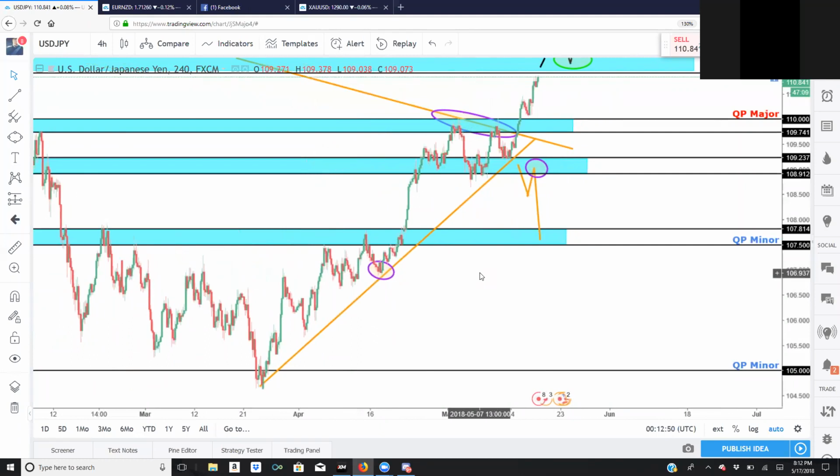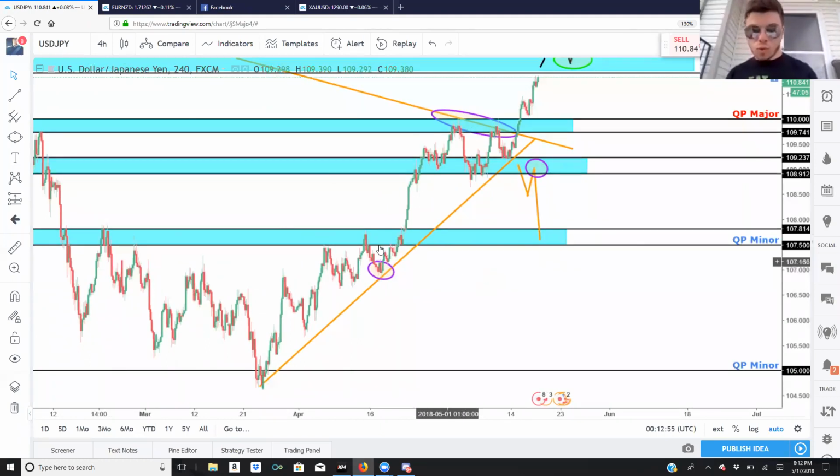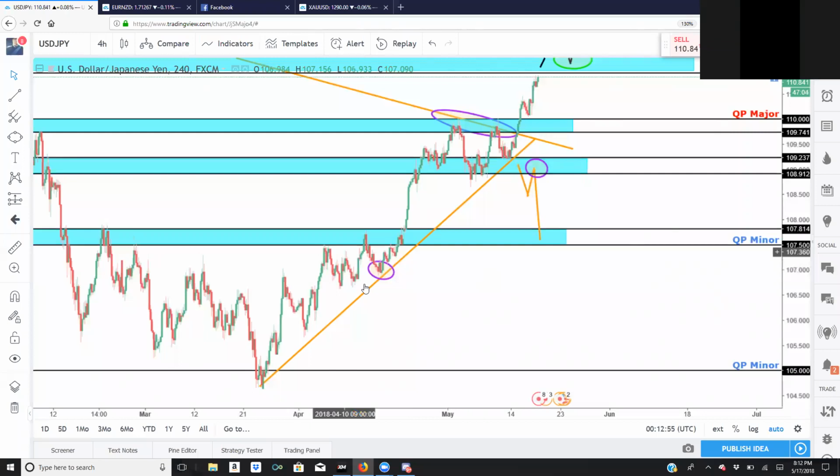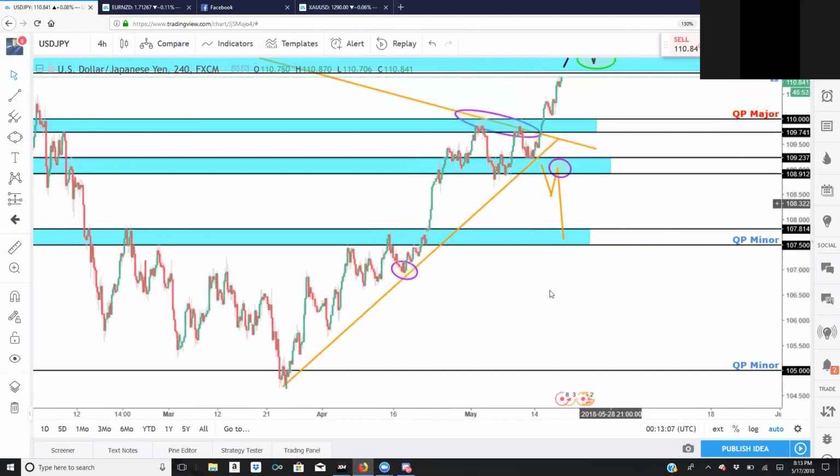I think I have a minor question. Okay, go ahead. So when you're marking up your chart there, I get the QP major, but tell me what factors come in with the QP minor. How did you know to place it there?